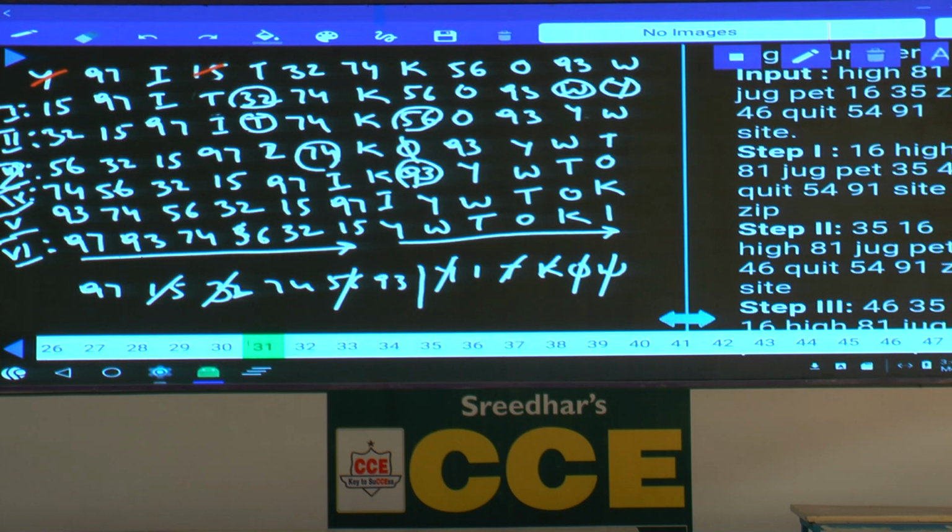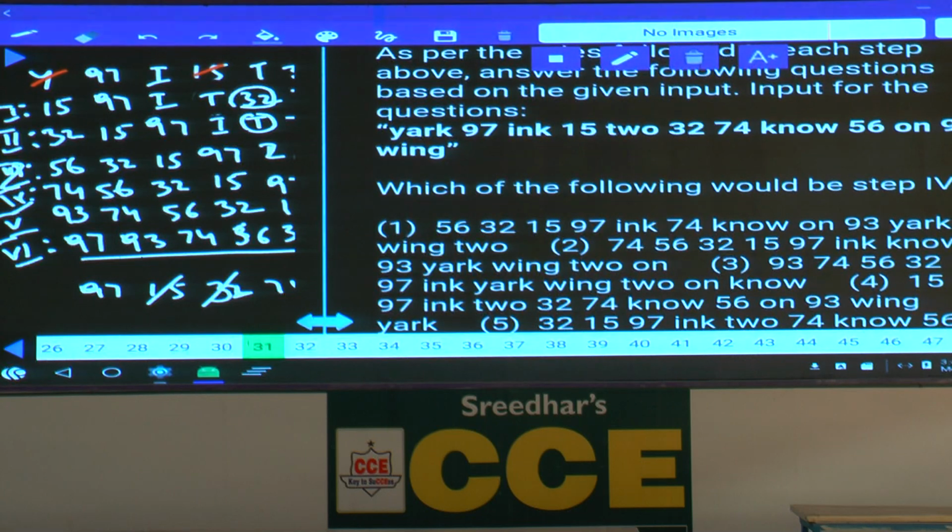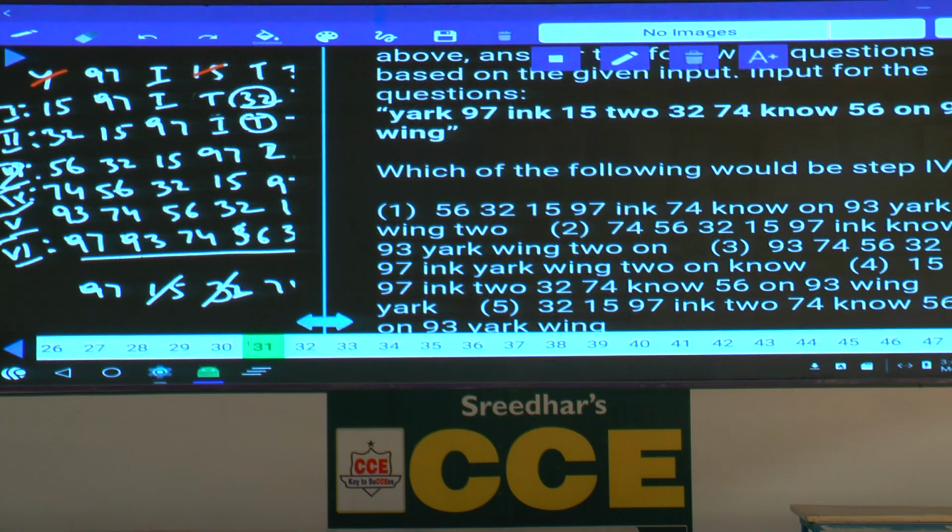Then question number 31. Which of the following will be step 4? Tell me what is step 4 here? 74, 56, 32, 15. Hence, what is your answer here? Choice 2 is the answer.